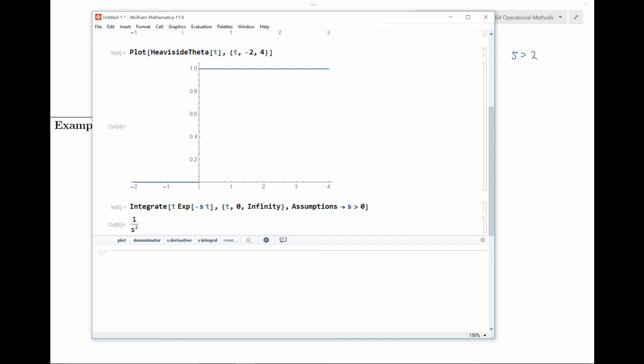Well, that's quite a complicated and clumsy way to do the Laplace transforms from Mathematica. So let's just use the built-in command. Let's start with the Heaviside function.